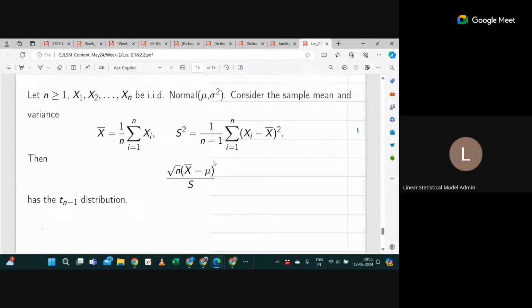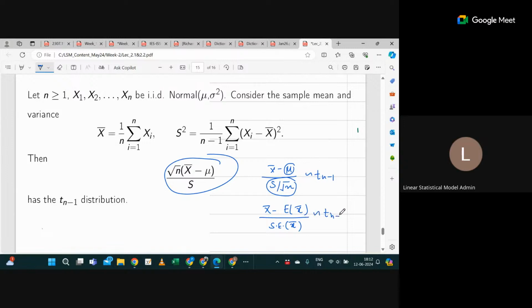So this is the formula for the t distribution, right? x bar minus mu divided by s by root n follows t with n minus 1 degrees of freedom. What does this mu stand for? This is the expectation of x bar, and s by root n is nothing but the standard error of x bar. This will follow the t distribution, right?